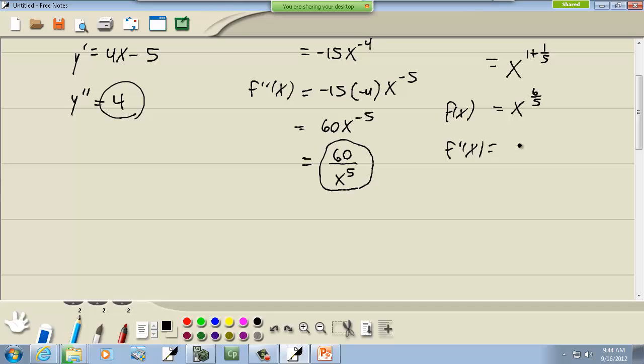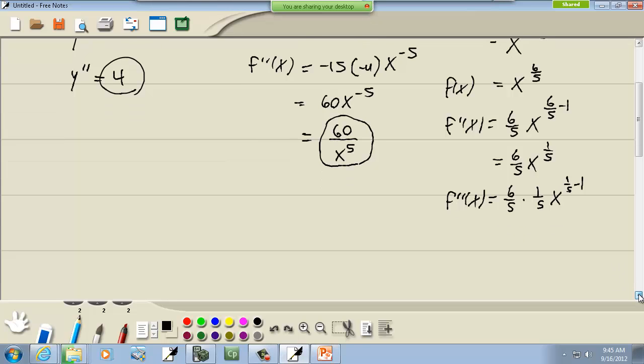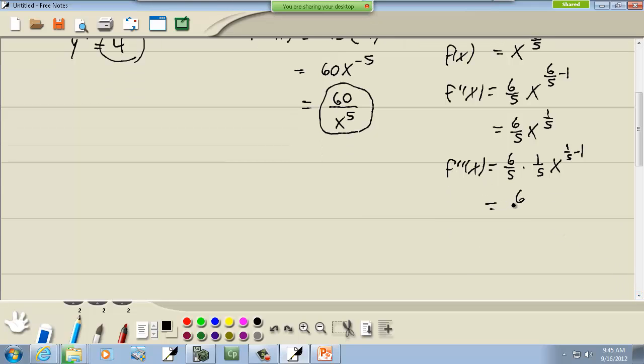So for our first derivative, take your power, put it out in front, and then lower it by 1. Which would give us 6/5 x to the 6/5 minus 1, that gives us 1/5. And then for our second derivative, same thing. Take your power, put it out in front, and lower it by 1. Well, 6 times 1 is 6, 5 times 5 is 25. 1/5 minus 1 gives us negative 4/5.